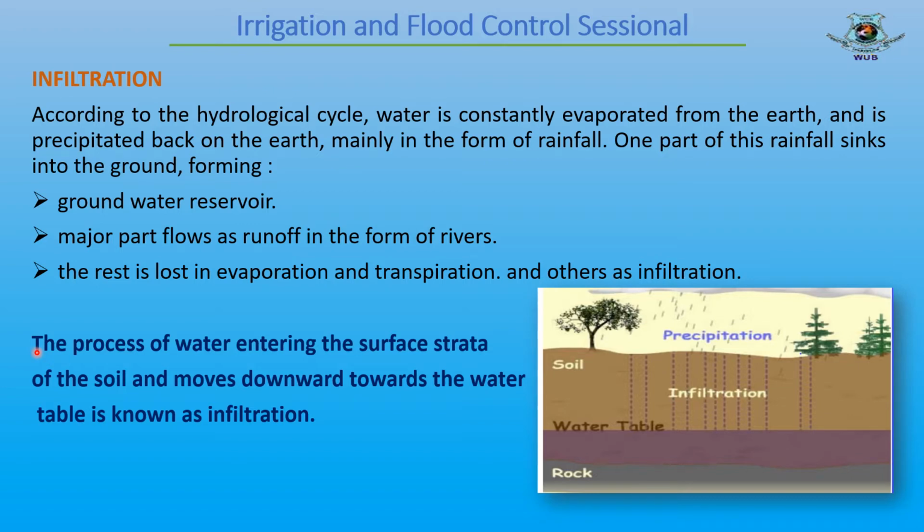Now in short, we can say infiltration is the process of water entering the surface strata of the soil and moving downward towards the water table. In another way, we can say the process of downward movement of water into the soil, finally reaching the groundwater table, is called infiltration. The figure shows how precipitation enters the groundwater table. Here, water is entering the soil by downward movement and finally reaches the groundwater table.